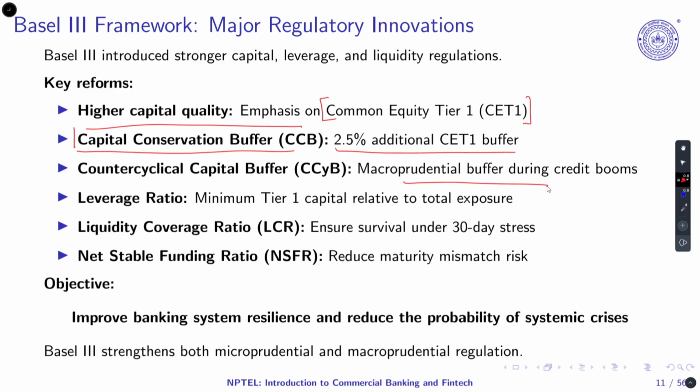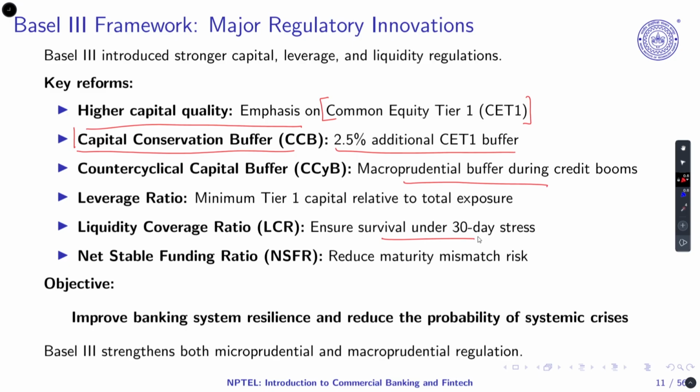Then second is the liquidity coverage ratio, right? They mentioned survival under a 30-day stress. So this is what it is. Then one more term that we have discussed already when we were discussing the NPAs, GNPAs, so NSFR came, the net stable funding ratio. It also goes by some kind of operation twist kind of setup.